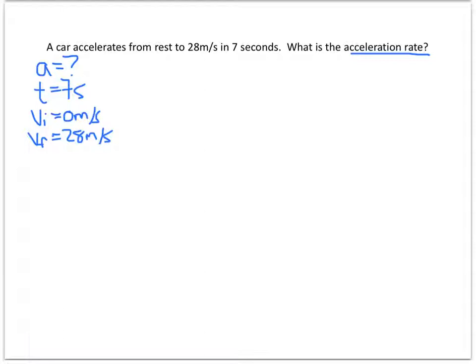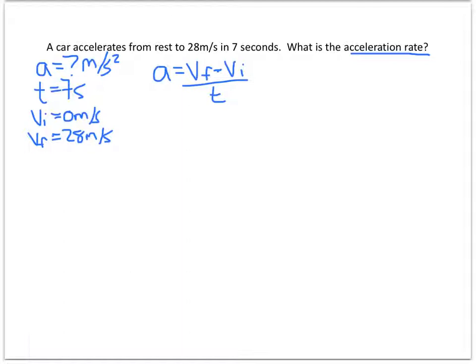Now I'm looking at this, I see velocities in meters per second, a time in seconds, which means my acceleration will be in meters per second squared. So I have my variable list ready. Next thing I want to do is see, I'm solving for acceleration. I have initial and final velocity and time. The formula that best fits this is A equals VF minus VI over T. That's the formula that fits this exercise the best.